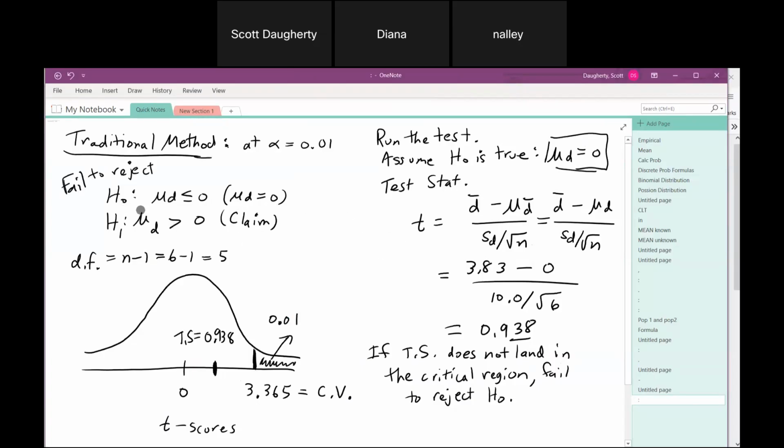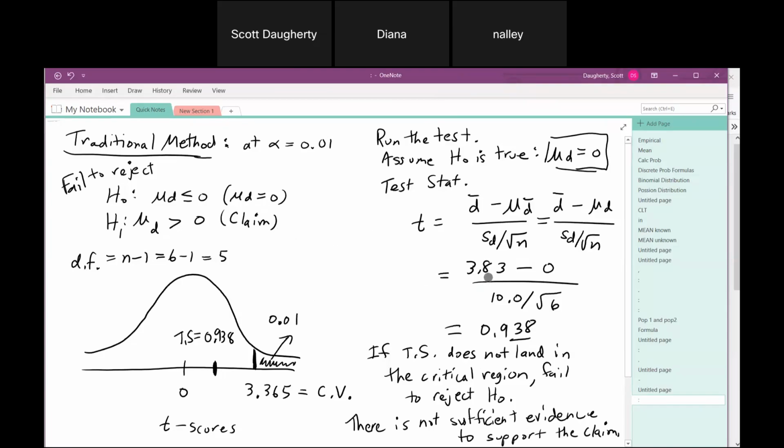And then what does that say about the claim? If you're failing to reject the null, then you're not able to support the alternative, and the alternative is the claim. So there's not sufficient evidence to support the claim. Okay, so that's what happens in this case.